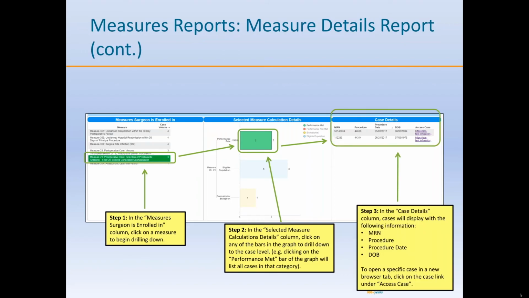In the case details column, cases will display with the following information: medical record number, procedure, procedure dates, and date of birth. You also have the link to the specific case under the Access Case column. And this allows you to open the case from here in a separate tab.